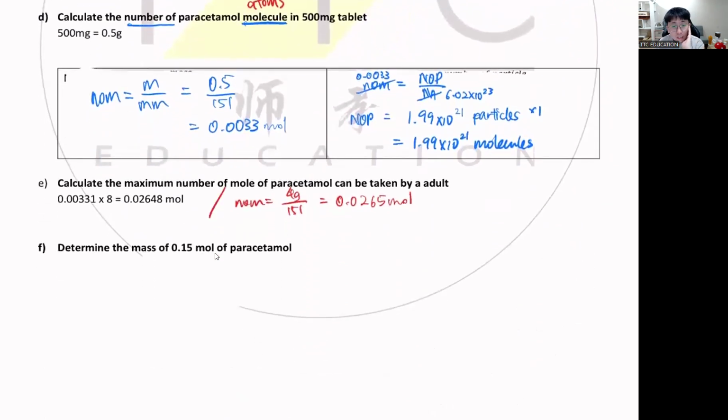Okay, and determine the mass of 0.15 mole of paracetamol. So now they give you number of mole, they ask you to backward calculate the mass. So to calculate mass, use number of mole equals mass over molar mass. So number of moles, 0.15. Molar mass, 151. How to find mass of paracetamol? You do the maths. So 151 times 0.15, 22.65.